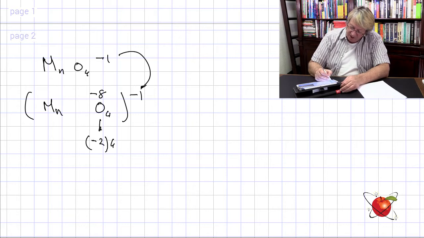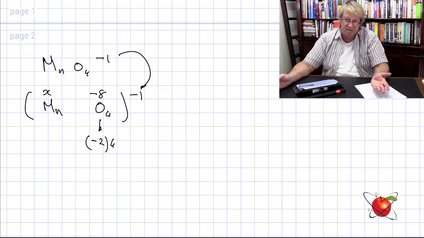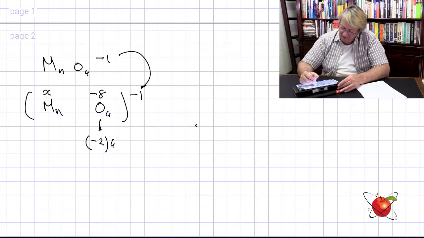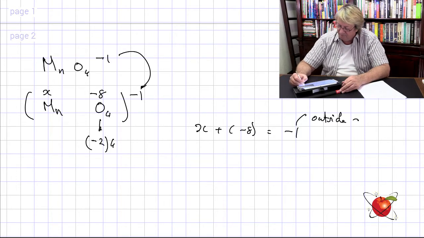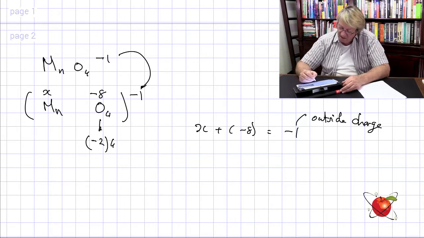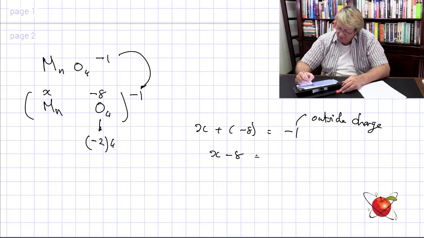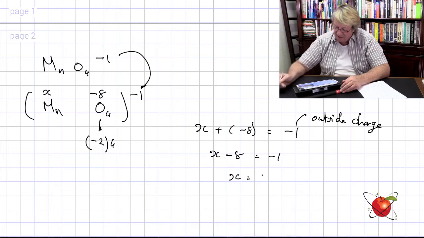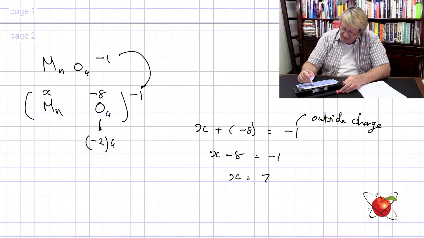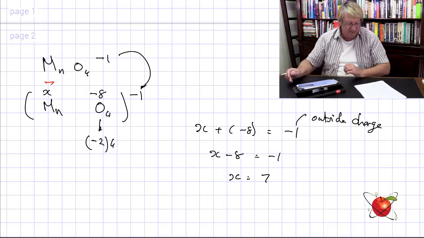Okay? So we say, all right, manganese, let's call it X. So therefore X plus -8 must be equal to -1. This is my outside charge because it has one. Is -1. So therefore, X minus 8 is going to be equal to -1. X in this case is going to be, take it across, and it's going to be 7. So what are we saying? We're saying that the oxidation number that we are assigning here is a 7.